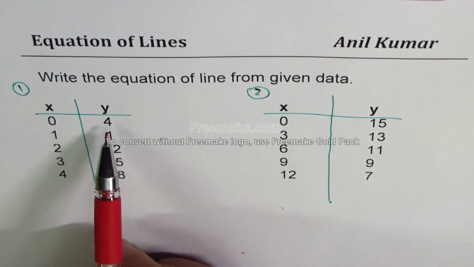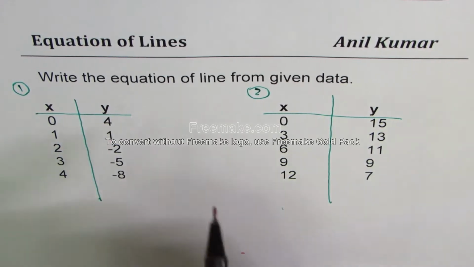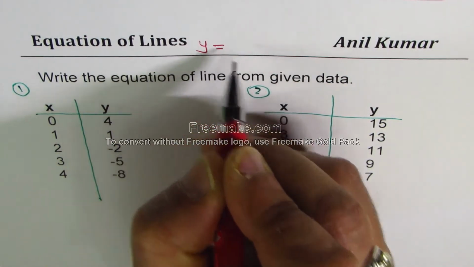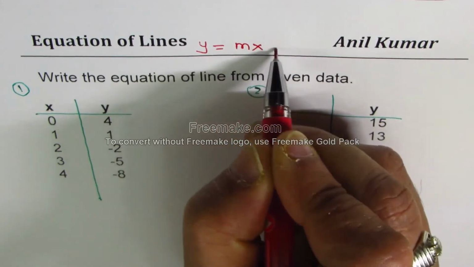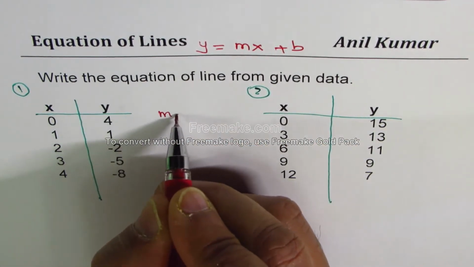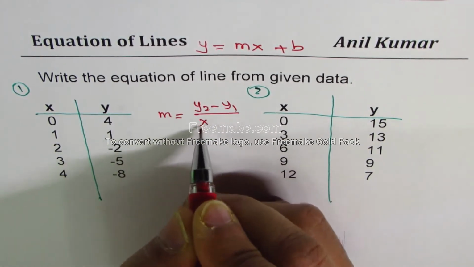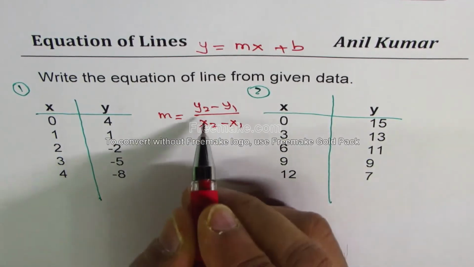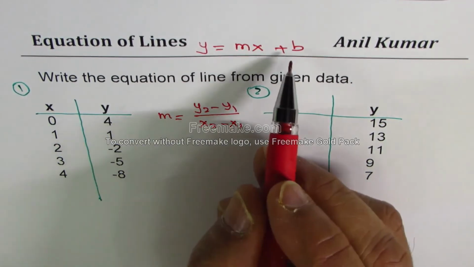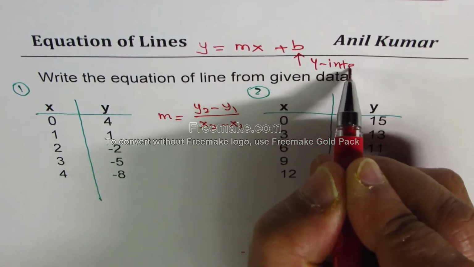Since we know the value of y for x equals 0, the easiest or the best equation to write is slope-intercept form, which is of the form y equals mx plus b, right? In this, m is y2 minus y1 divided by x2 minus x1, which is the slope, right? And b is the y-intercept. Let me write here, b is the y-intercept.